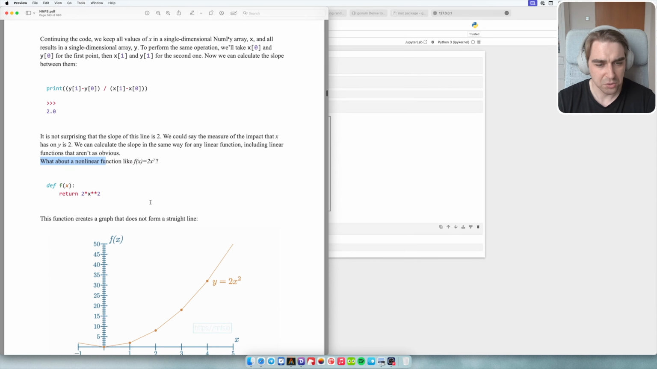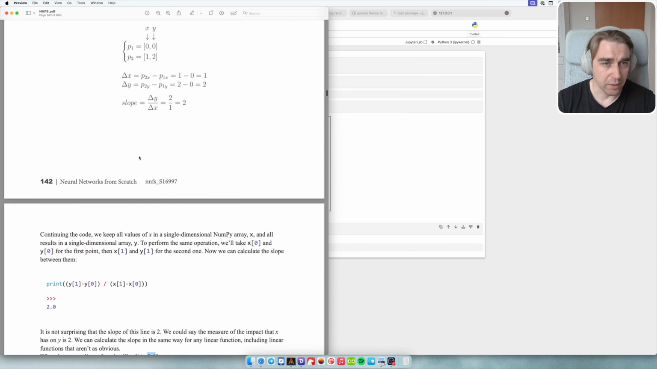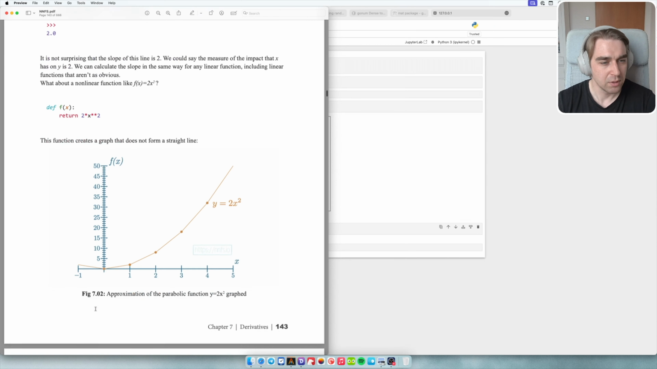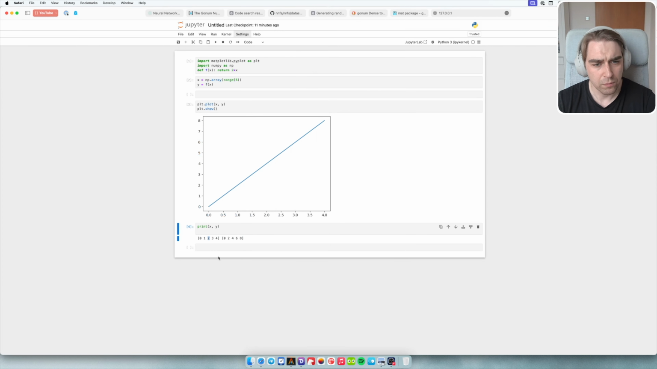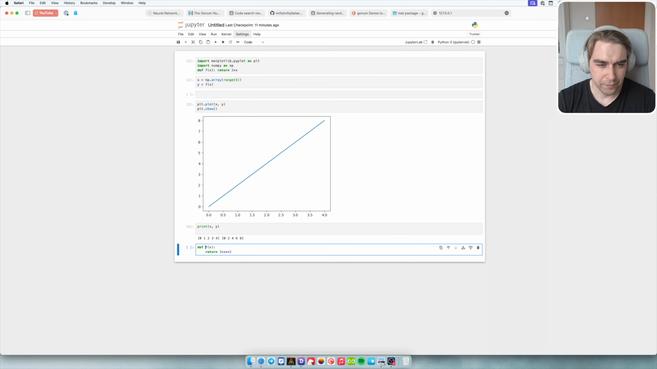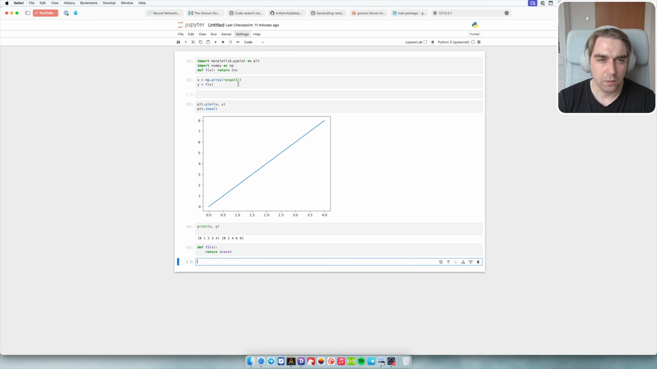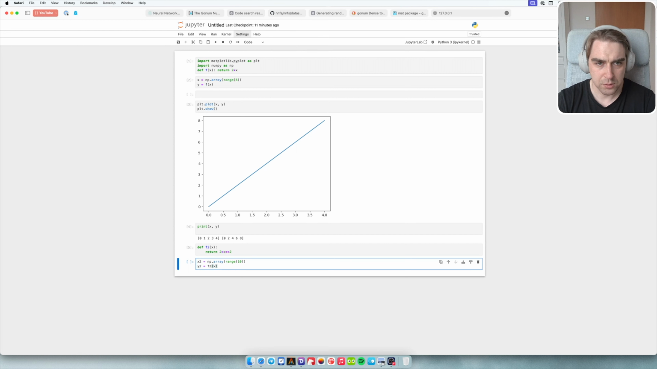Well, for me it's hard to pretend that I don't know the answer, because I know what the derivative will be here and why, but I still want to recall all of these things. Approximation of the parabolic function. So let's define another function, f2, and then x2 equals np array from range, I would take 10 values for x.